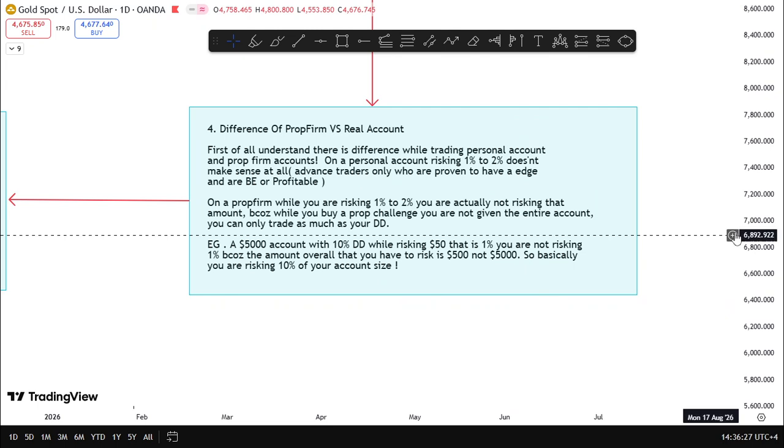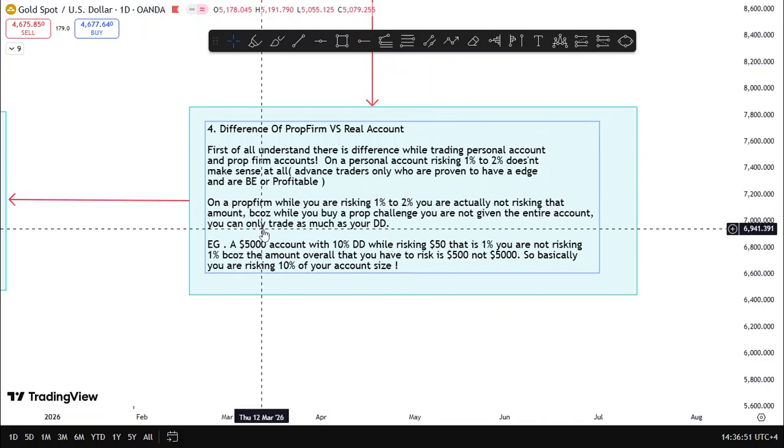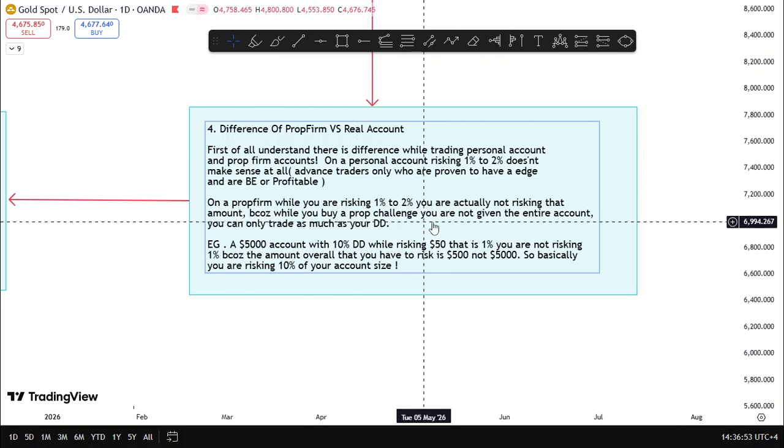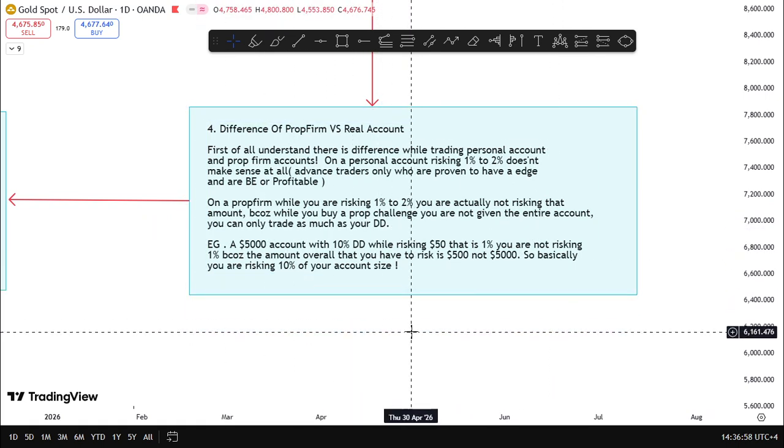Now also, many people are in a belief that while we trade prop firms, we give the $100 to get a $10,000 challenge. Guys, the $10,000 challenge that you are getting is not $10,000. What you are getting to risk is the account. I've written it over here on a prop firm. While you are risking 1 to 2%, you are actually not risking that amount, because while you buy a prop challenge, you are not given the entire account. You can trade only as much as your drawdown.